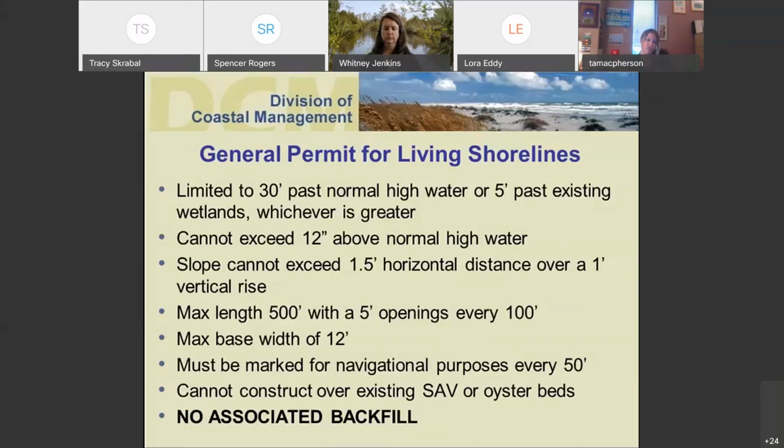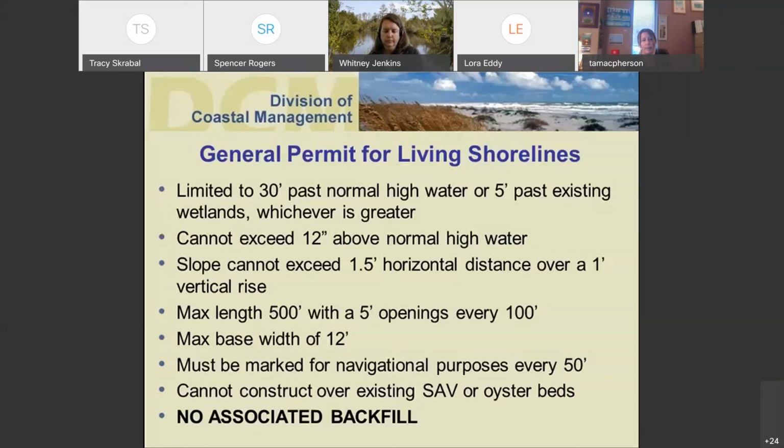You cannot construct a living shoreline over existing submerged aquatic vegetation or oyster beds. SAV was not super prevalent in New Hanover County, but now it is, especially in northern New Hanover County. SAV has been migrating south for some time. Sometimes if it's not the growing season, it's hard to tell. So we can help you coordinate with marine fisheries to determine if it's an area identified for habitat, and then look and see during the growing season if there is in fact SAV existing.